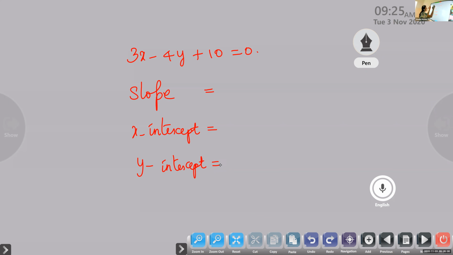Okay, so first thing is, once you are given like this, first you compare it with the general form. What is the general form? Ax plus by plus c is equal to 0. We want to find the slope. Slope is minus a by b. Apply the values and tell me what is a by b. It is 3 by 4.